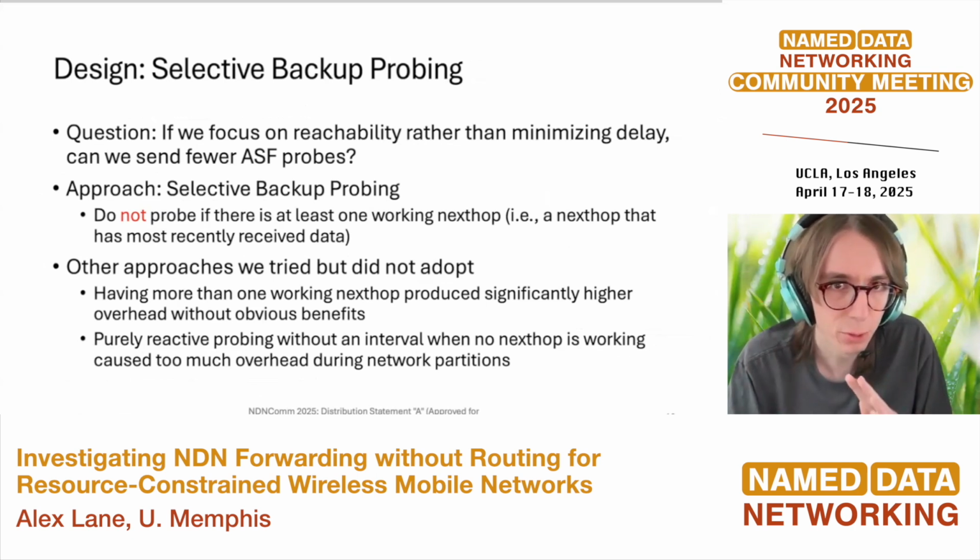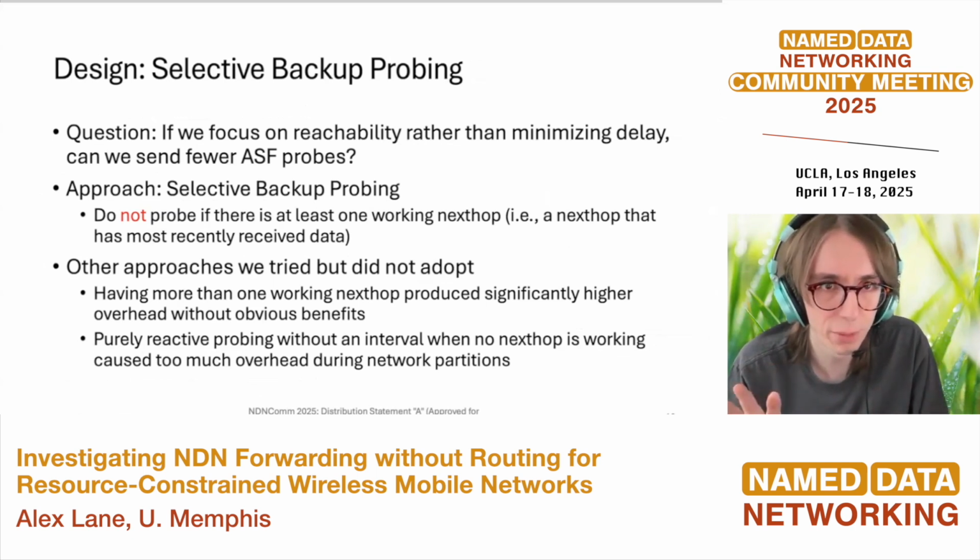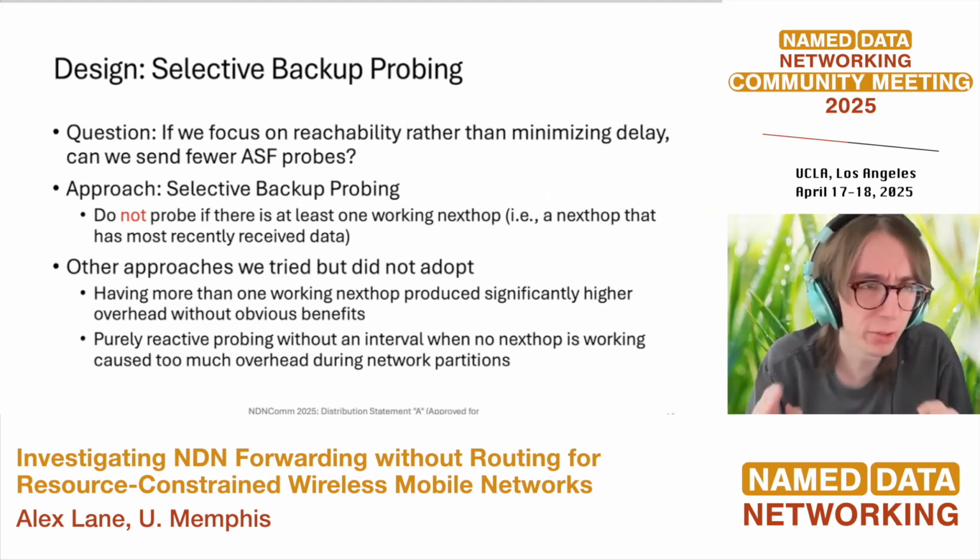Selective backup probing is based on the idea that SRTT-style optimization is not necessarily realistic or optimal in these networks. If paths aren't guaranteed to be consistent for all that long, we don't think it's the best use of our time to optimize for that. However, the probes can still be useful for establishing reachability.